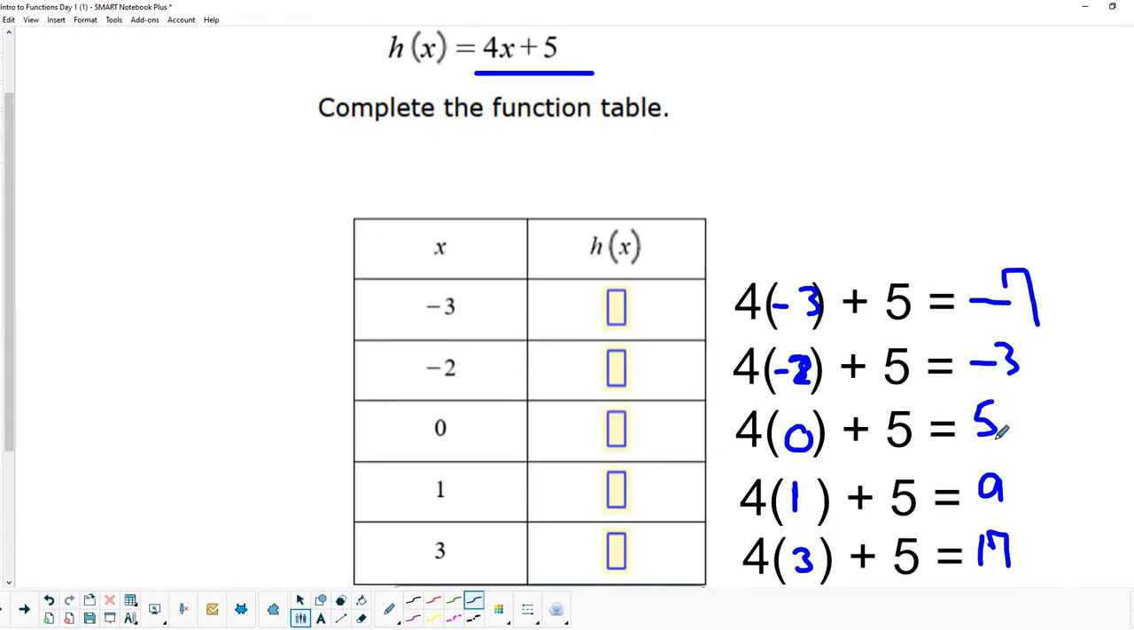So there you go. You've got a set of inputs, a set of outputs, and so these numbers you would just write in these boxes or type them in these boxes if it asks you this question in ALEKS.